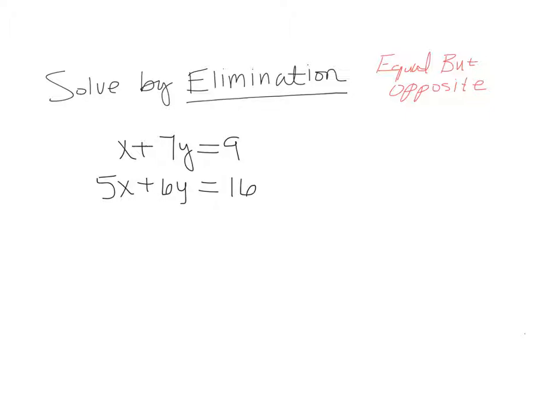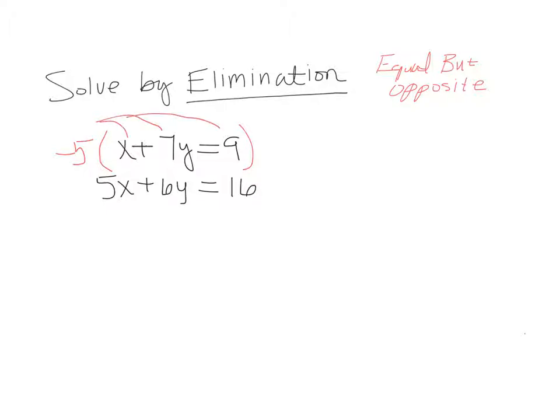The easiest thing to do here is to try to eliminate x, because I've got a 5x in the bottom, and at the top I've got an x. What would get rid of a 5x? A -5x. So what I'm going to do is multiply this top row by -5. That looks like a weird number. Let me erase it. There you go. That looks more like a 5. -5.